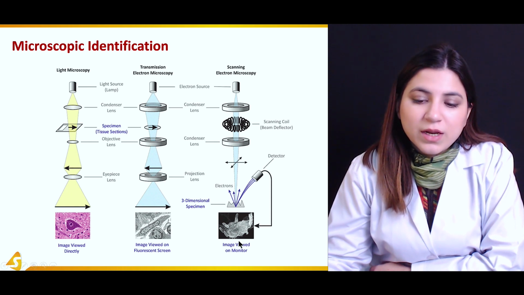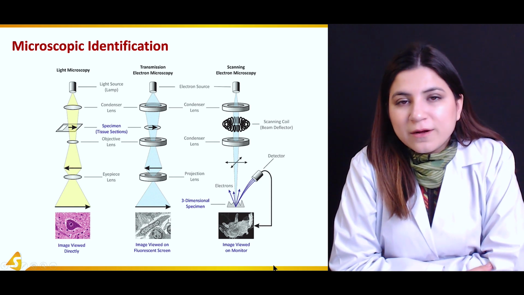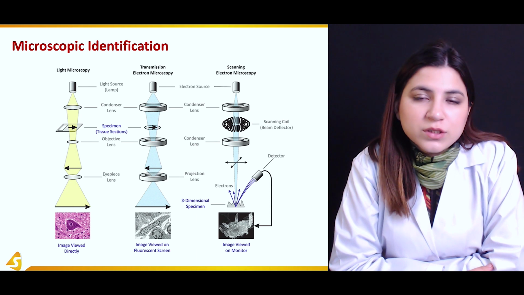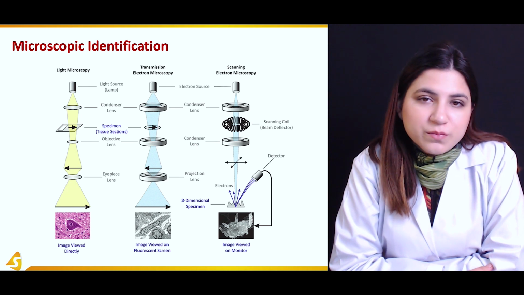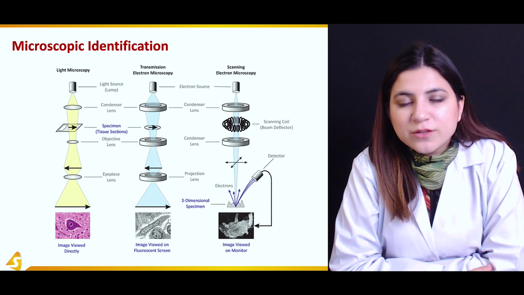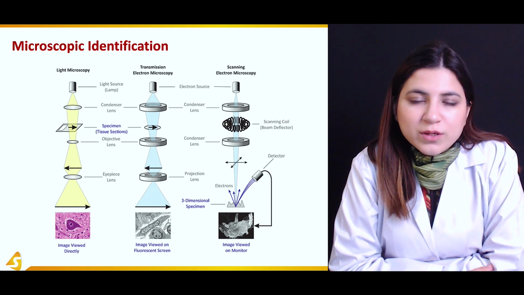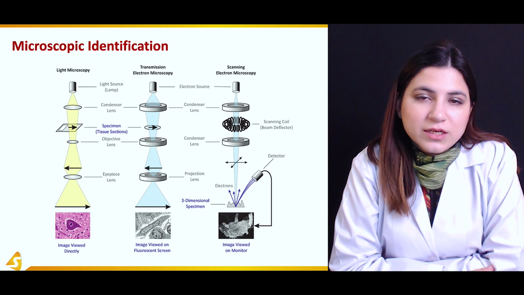You can see that we can actually identify the size of the virus and also the morphology of the virus that has infected a particular cell. And thus electron microscopy is more specific, with a better resolution, and gives us a better idea of the type of virus that has infected a cell.